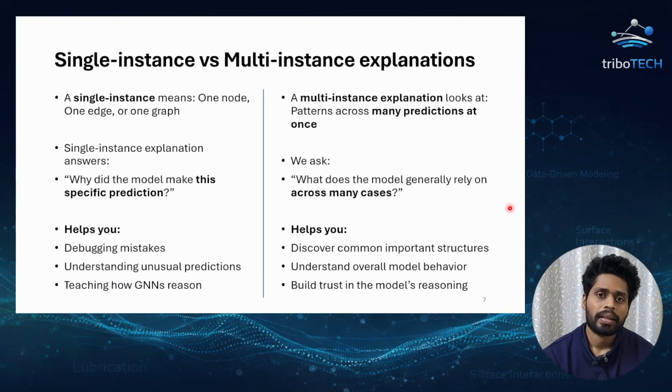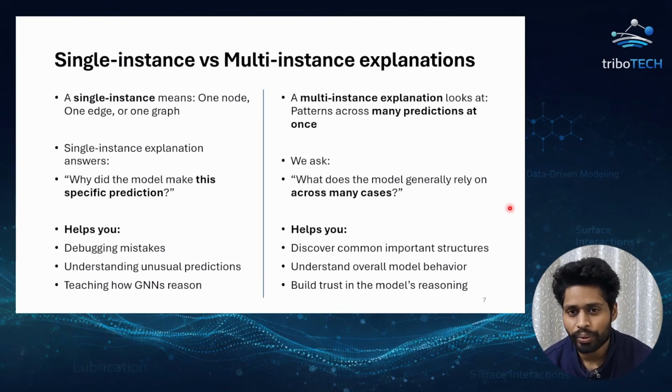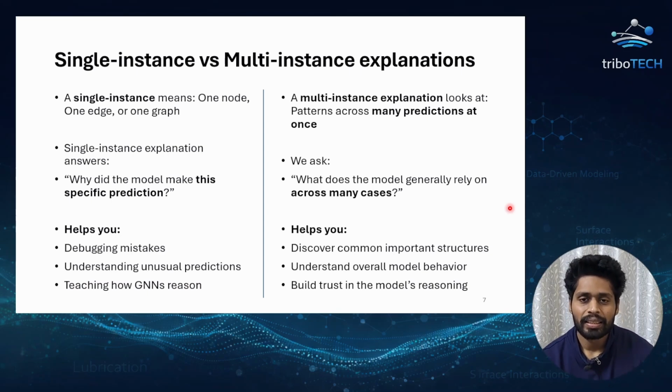Now, on the contrary, multi-instance explanations basically are interested in many predictions at once. So, if you are interested in knowing what the model generally relies on across many cases, then multi-instance explanations are of interest to us. So they basically help you discover common important substructures across the model, or they may be of help to you if you want to understand overall model behavior and if you want to build trust in the model's reasoning as well.